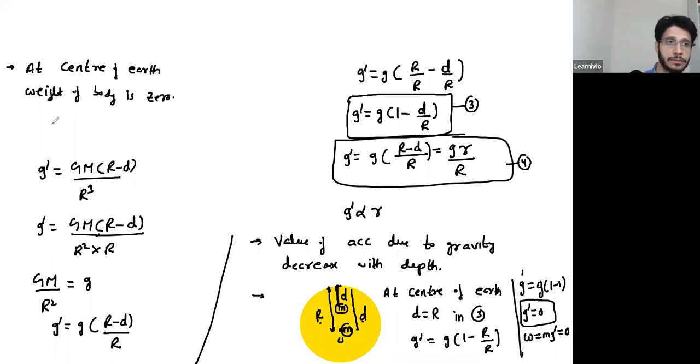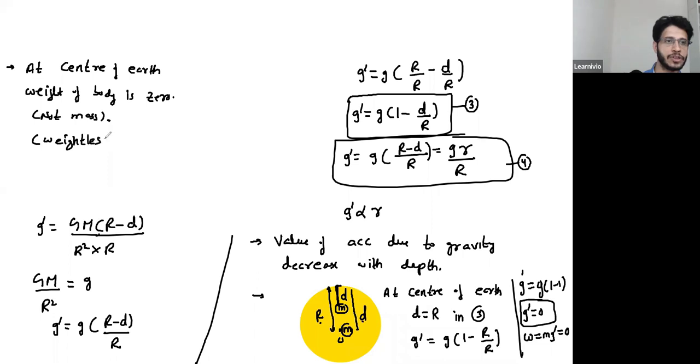But not mass. Mass is non-zero. Mass is as it is. If the mass of the body is 2 kg, then this is 2 kg on the surface of Earth as well as inside, because mass does not depend upon acceleration due to gravity. It is the weight which depends upon acceleration due to gravity. So at the center of Earth, weight of the body is 0, not mass. And this is known as the condition of weightlessness.